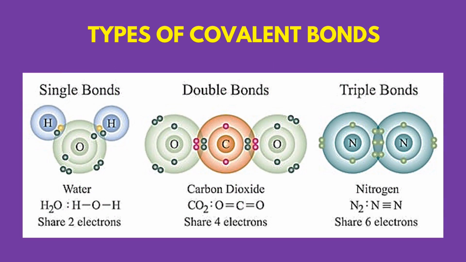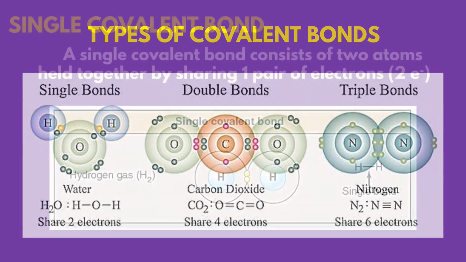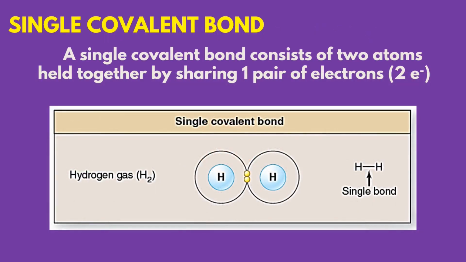Depending upon the number of shared electron pairs, the covalent bond can be classified into single covalent bond, double covalent bond, and triple covalent bond. A single bond is formed when only one pair of electrons is shared between the two participating atoms. It is represented by one dash. Although this form of covalent bond has a smaller density and is weaker than a double and triple bond, it is the most stable.